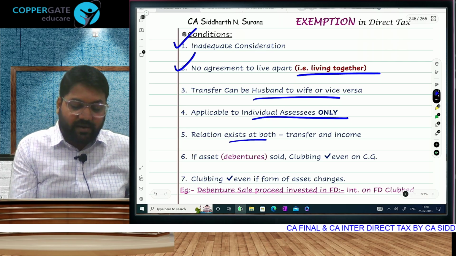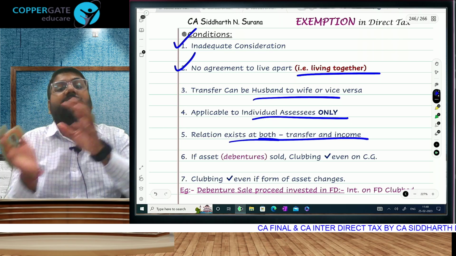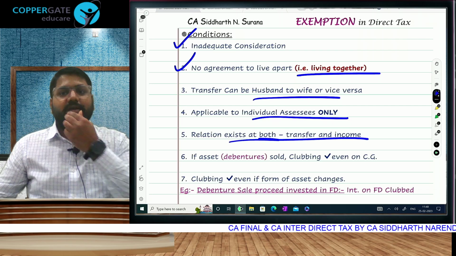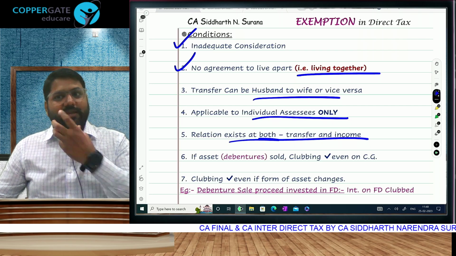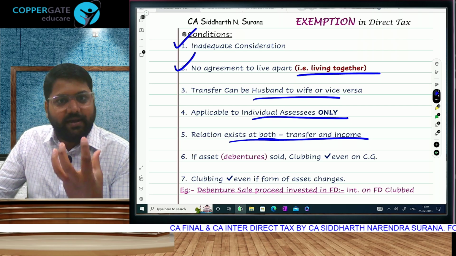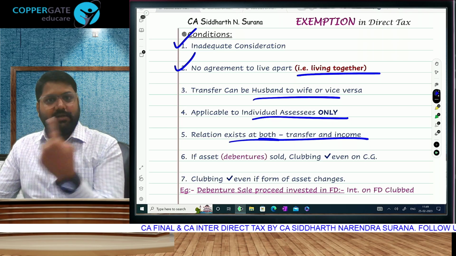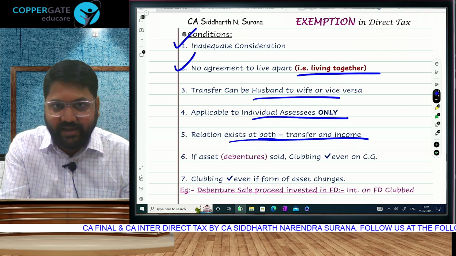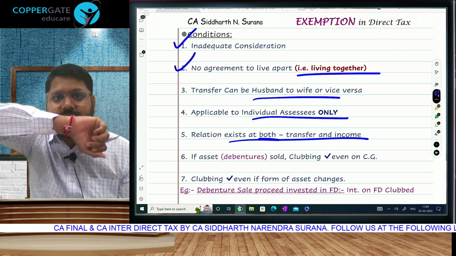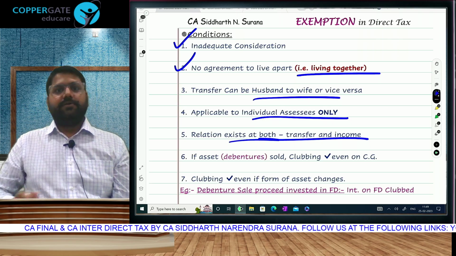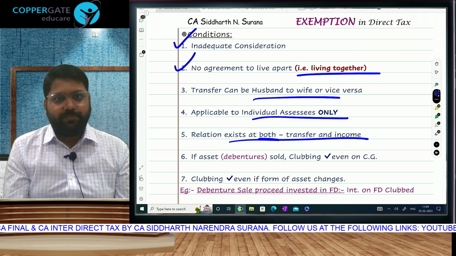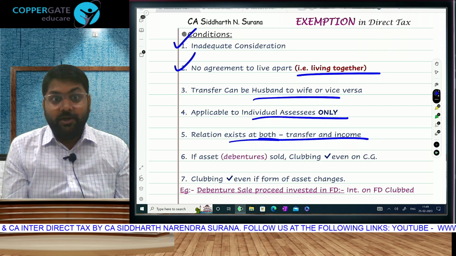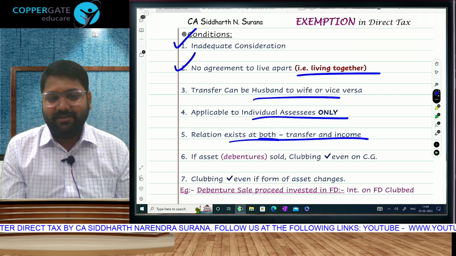The relation of husband and wife should exist at both occasions, at the time of transfer of the asset and at the time of receiving the income. So I'll give you an idea. When your wedding day comes and you are taking the circles around the holy fire, you tell your priest to stop in between and say, sir, excuse me, time please. Transfer your asset to your spouse. Not yet your spouse. Yet to become your spouse.